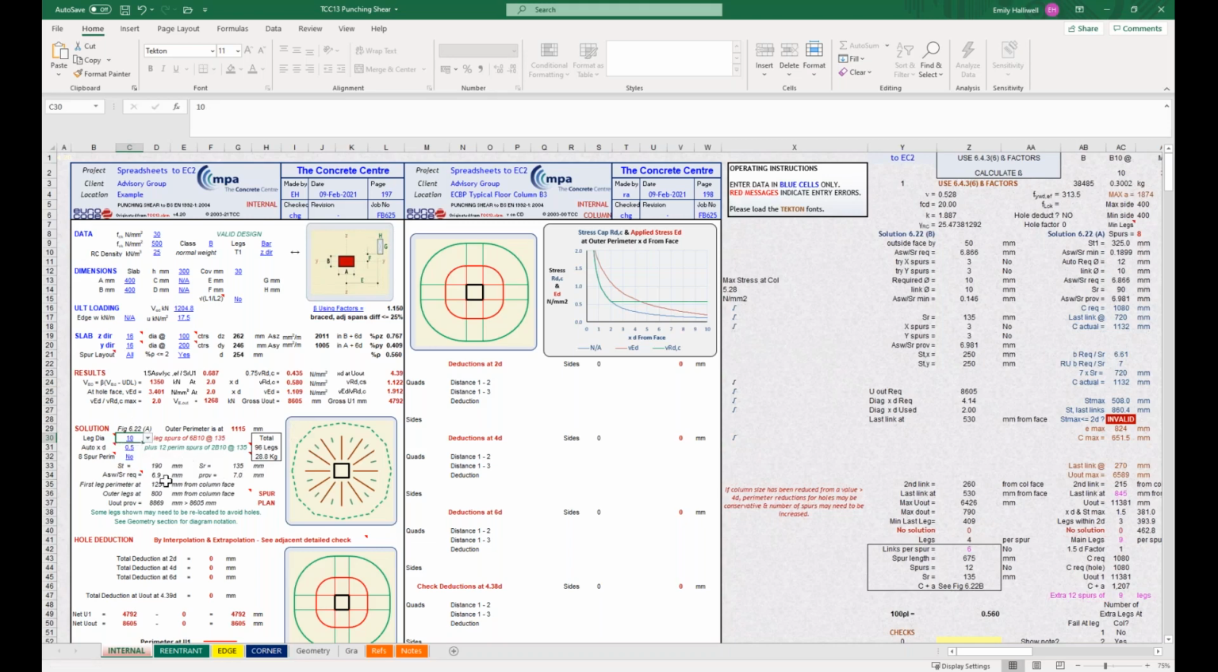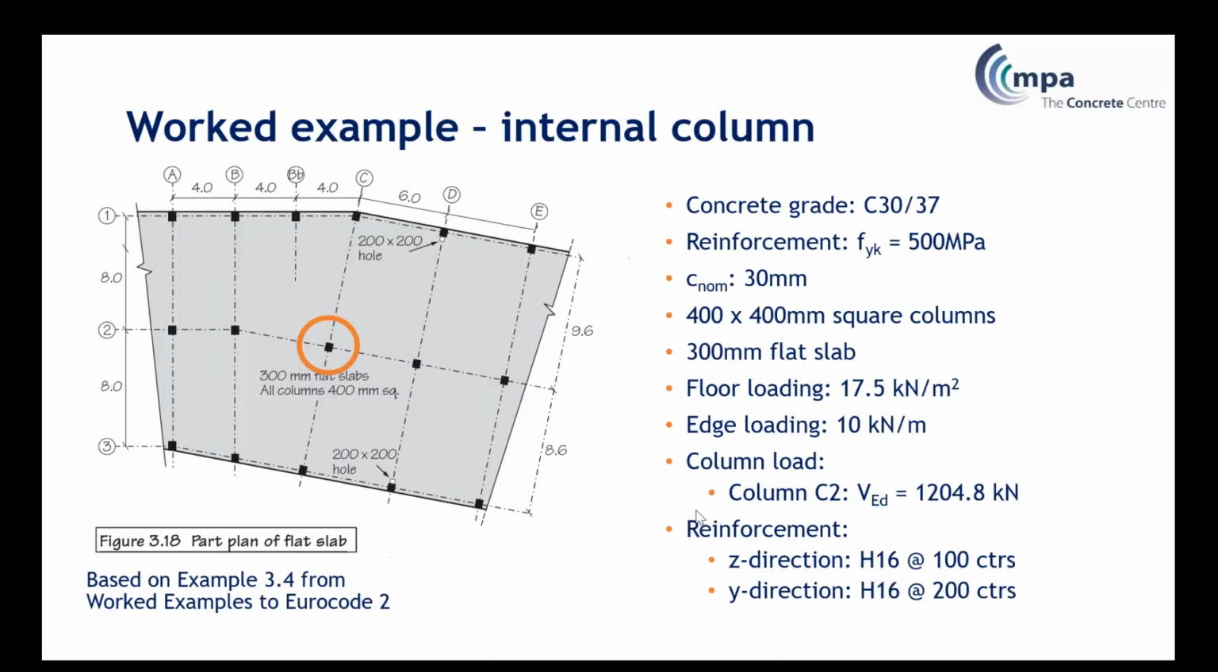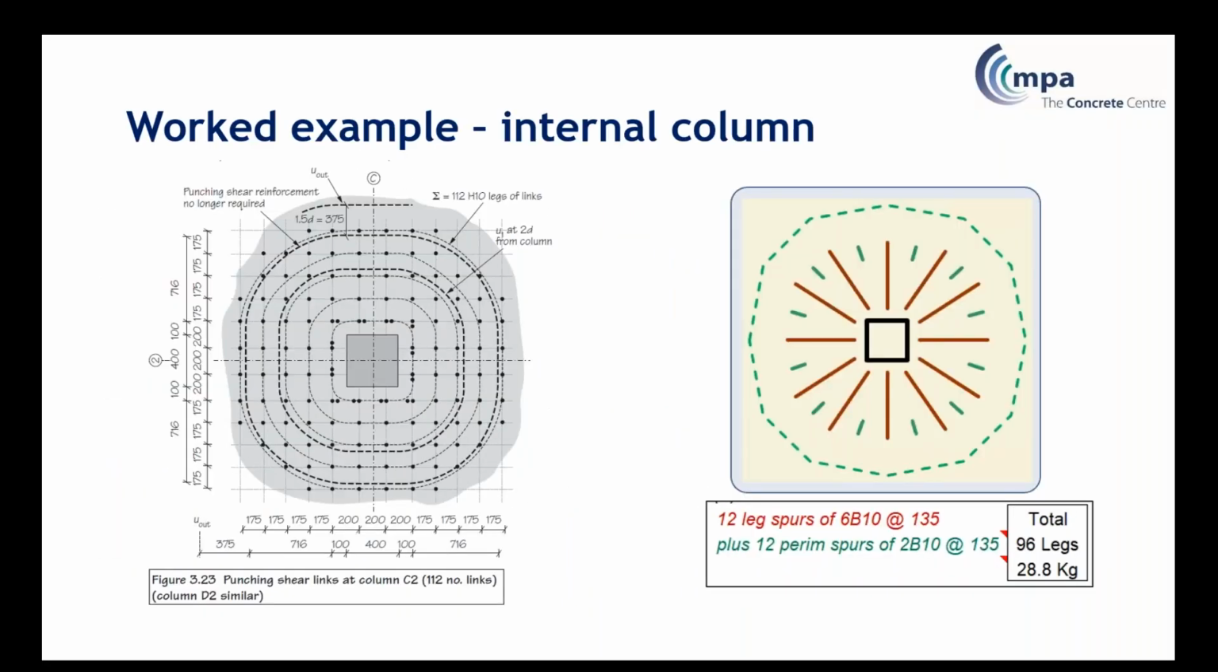We can see that the spreadsheet has completed our design and we need 96 legs of punching shear reinforcement with 10 millimetre diameter. If we go back to our worked example, we can see on the left-hand side that this required 112 legs of links. This is when designed using hand calculation methods. And so through using the spreadsheet, which has given us an optimized radial layout, as shown on the right-hand side, we can reduce the number of punching shear legs to 96.